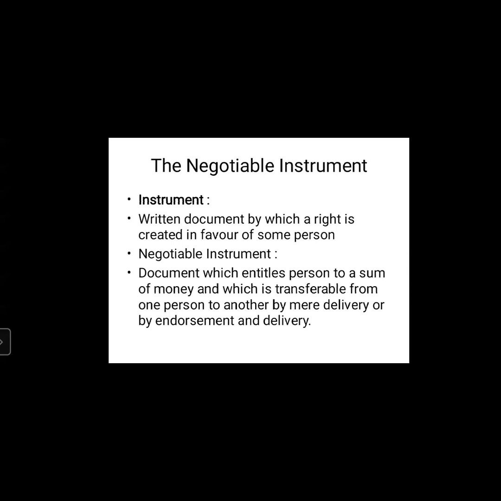Negotiable means which can be transferred from one person to another person. Instrument means written document. So a written document which can be transferred from one person to another person is called a negotiable instrument. In simple words, we can say that this is the meaning of negotiable instrument.